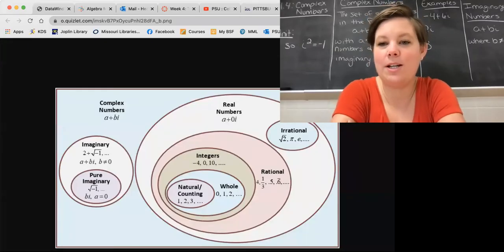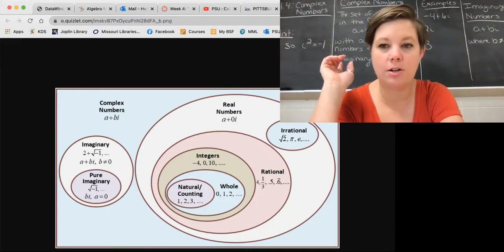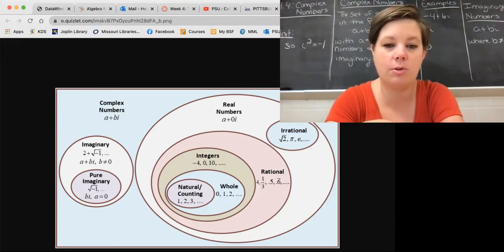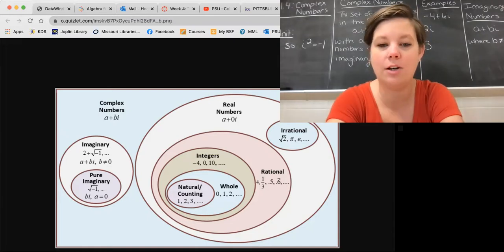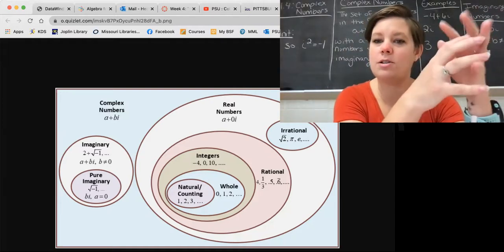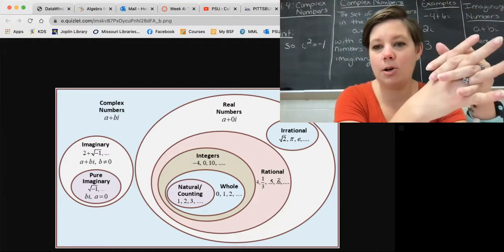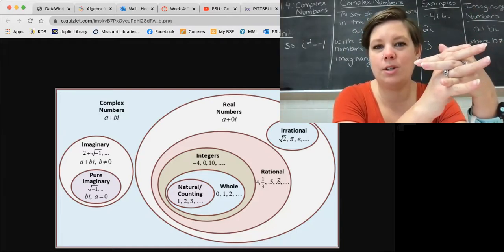Good afternoon, everyone. Today we are going to do the lecture for Chapter 1, Section 4 over complex numbers. But before I start with the notes that are on the board, I wanted to show you this diagram of what complex numbers kind of are. Complex numbers are kind of this unique area of numbers that we don't spend a lot of time on, and so they don't get a lot of attention.